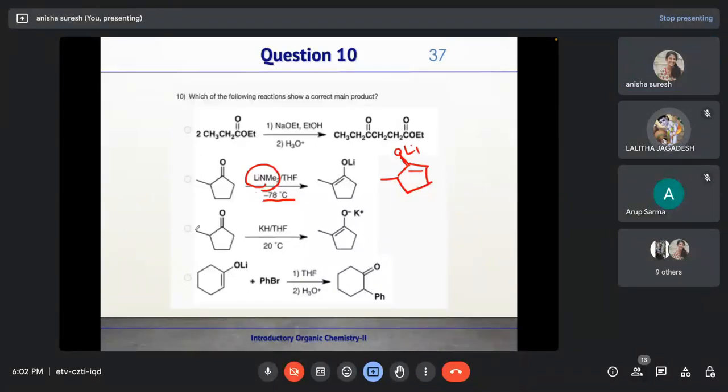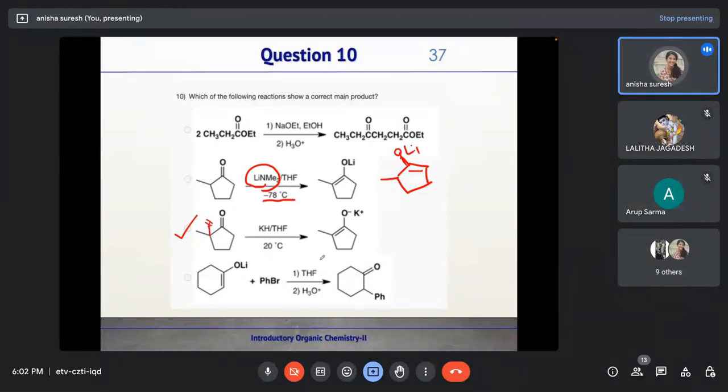Third option will be the right option because this KH, H minus, is a smaller base, so it can abstract this proton easily and it can give rise to this product.